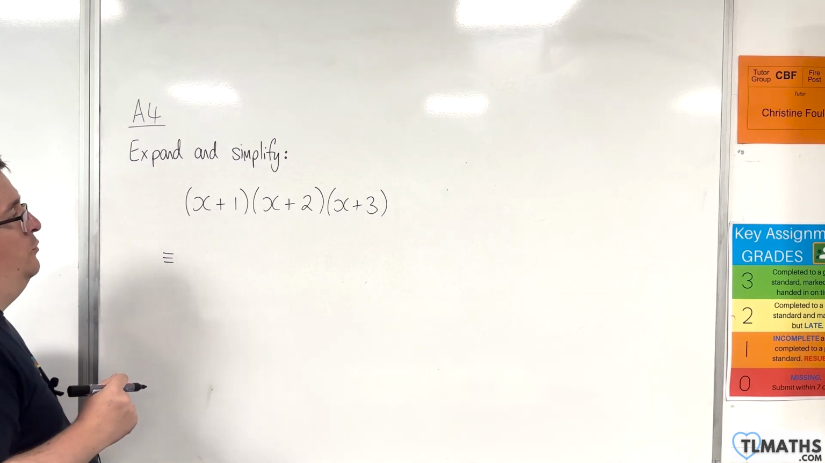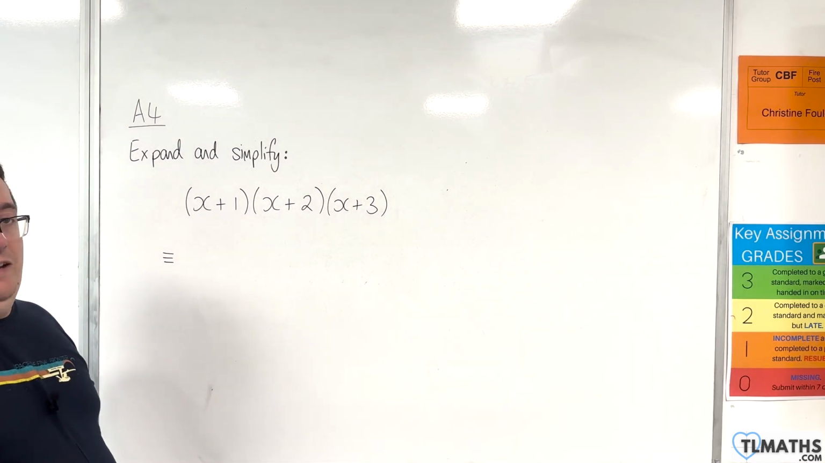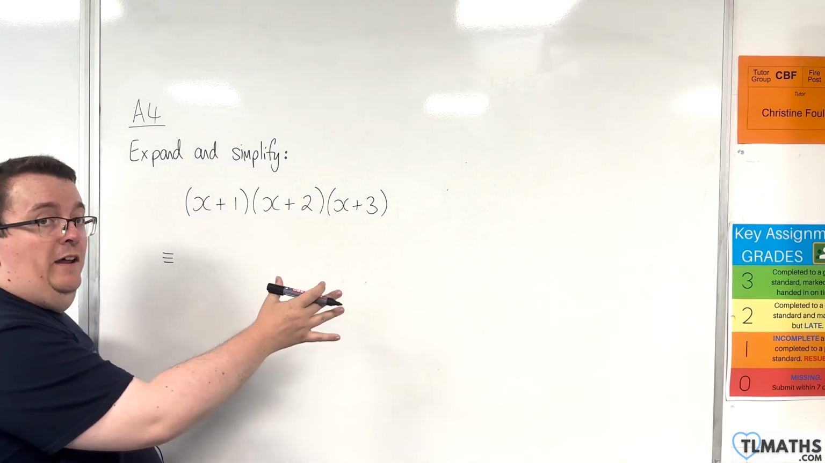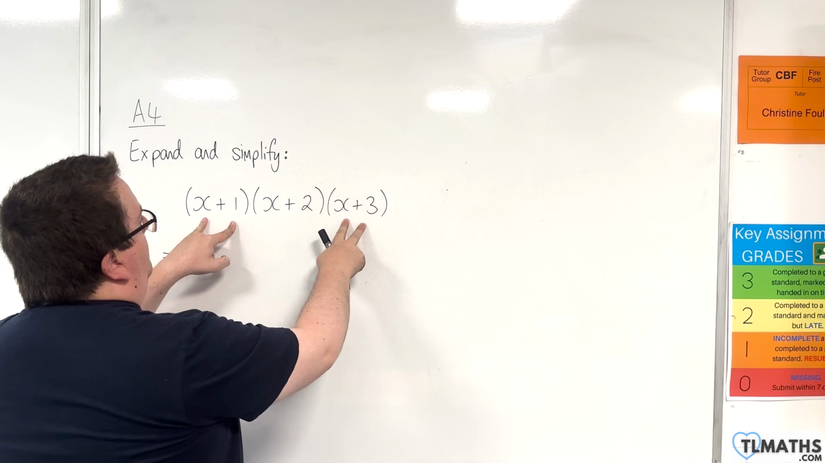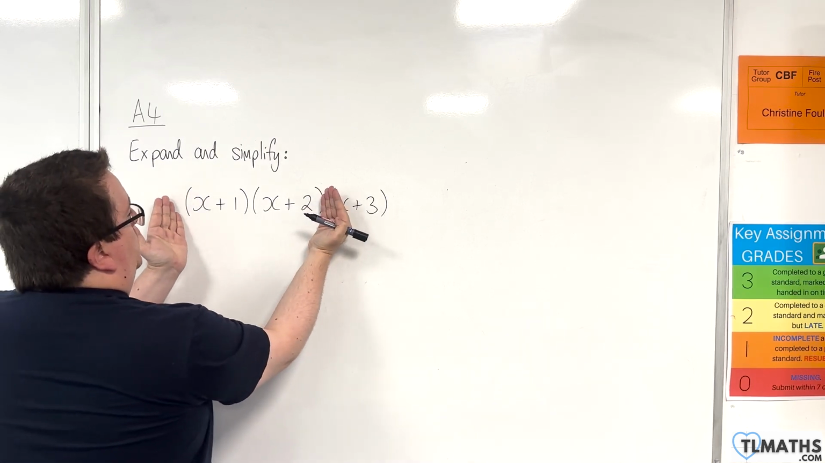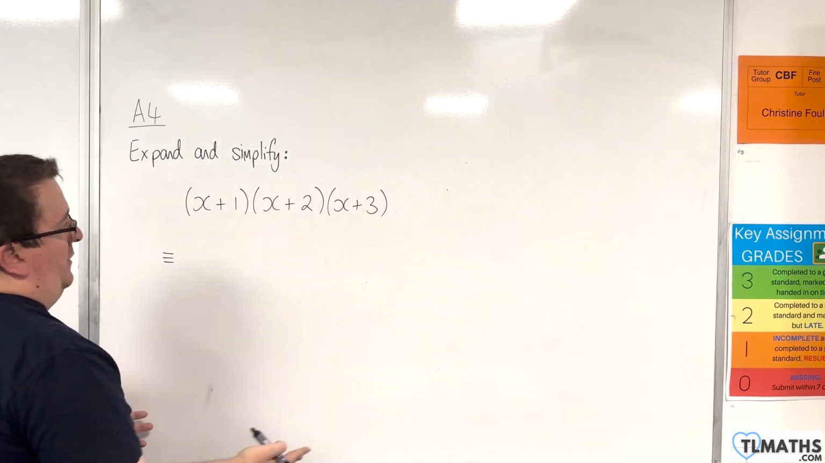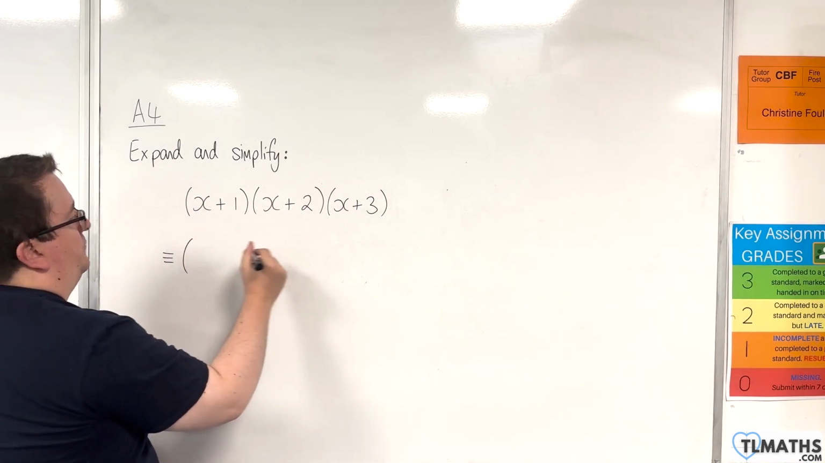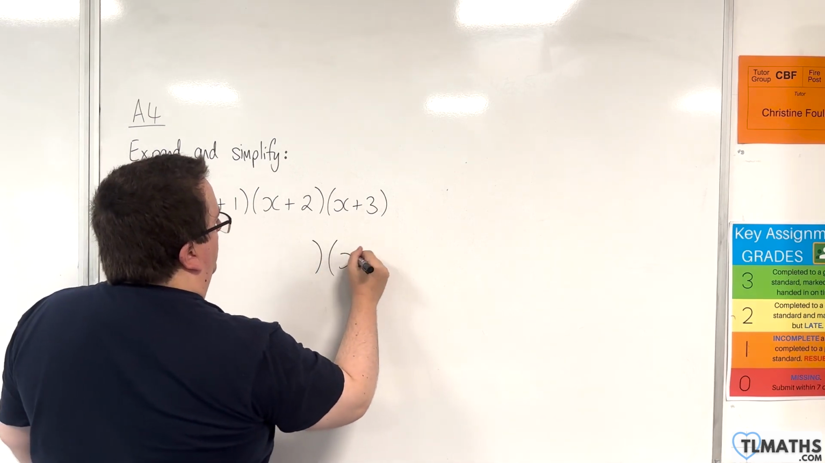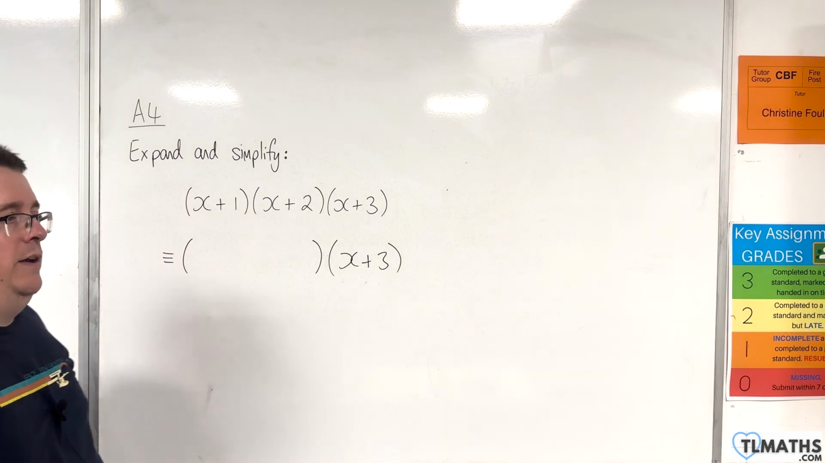So first of all, choose which two you're going to expand. Now, it makes sense to expand two that are next to one another. It would be a bit strange if I multiplied that one by that one. Okay, so either choose x plus 1 times x plus 2 or x plus 2 times x plus 3. It doesn't matter. I'm going to choose x plus 1, x plus 2 to start off with. So I'm going to multiply out, expand x plus 1 times x plus 2.